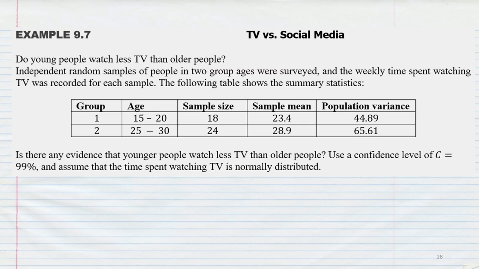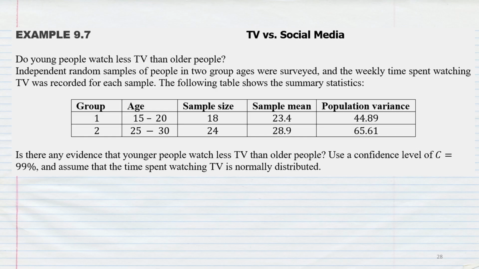Let's do an example. Do young people watch less TV than older people? Independent random samples of people in two age groups were surveyed, and the weekly time spent watching TV was recorded for each sample. The following table shows the summary statistics. Is there any evidence that younger people watch less TV than older people? Use a confidence level of C equals 99% and assume that the time spent watching TV is normally distributed.